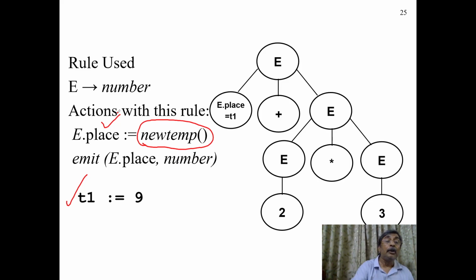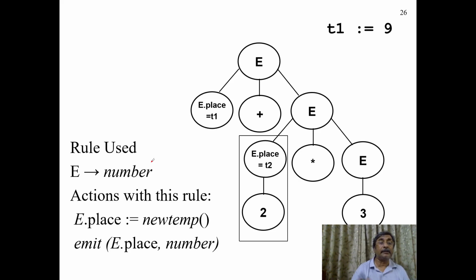For example, here 2 addresses are given. So this is the result and this is the argument. Since only one argument is there, no operation is needed. So here this emit basically means the result is assigned the number. So this line will be generated when the previous reduction took place, and the next reduction naturally is this.